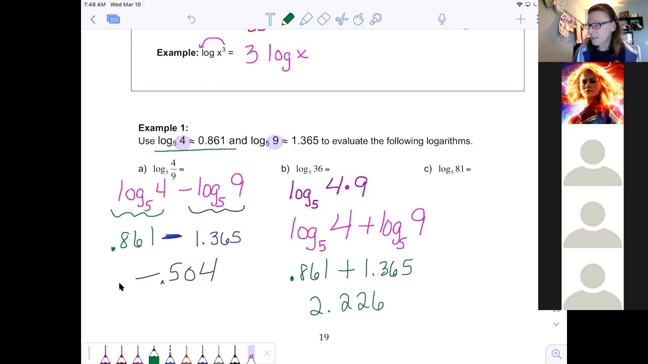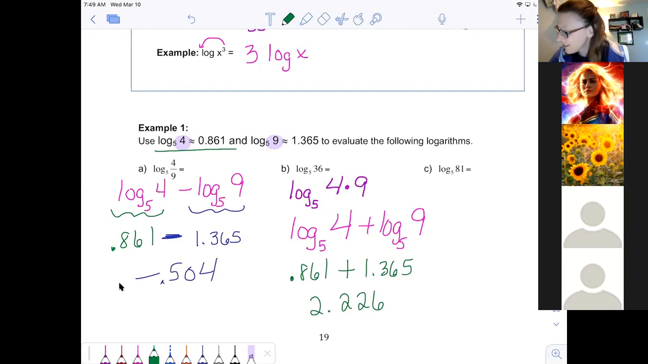All right, the last one on here. So we have the log base 5 of 81. So I want you to think, what's a different way that you can write 81? So how else could I write 81? 9 squared. Thanks, Gabby. So we have the log base 5 of 9 squared.